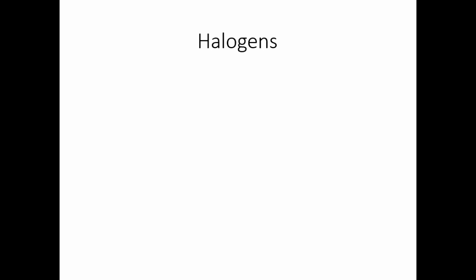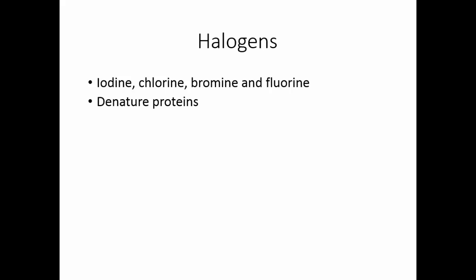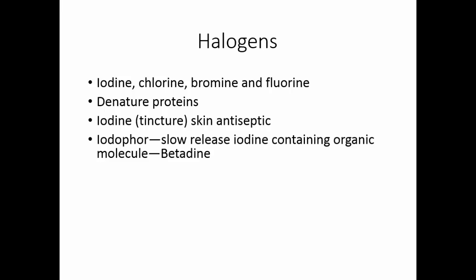Halogens are those chemicals: iodine, chlorine, bromine, and fluorine. They denature proteins. Iodine is usually seen as tincture of iodine and is used as a skin antiseptic. Iodophores are slow-release iodine-containing organic molecules. These are also used as skin antiseptics. Betadine is a very common iodophore.